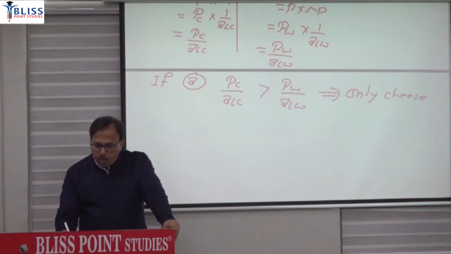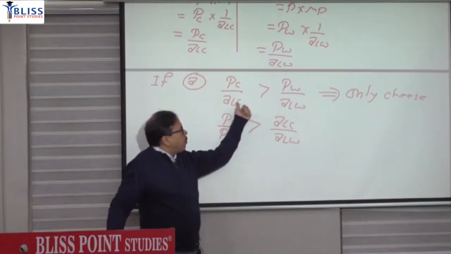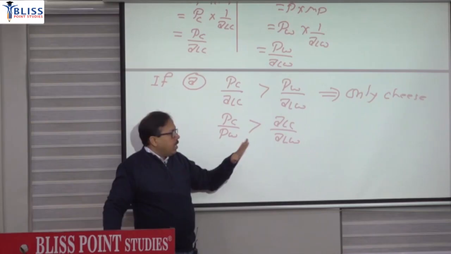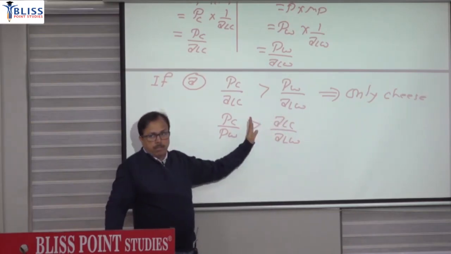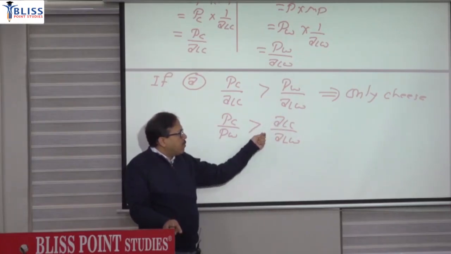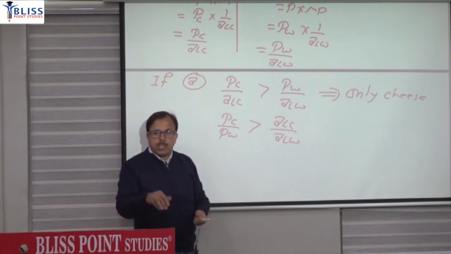You can write the same thing in this way also. PC upon PW greater than ALC by ALW. Can it be written in this form? Write PW here, ALC here. Same equation. Now what is this number? Pay attention now. We are coming to the first concept. What is ALC by ALW? ALC by ALW was nothing but opportunity cost of cheese.